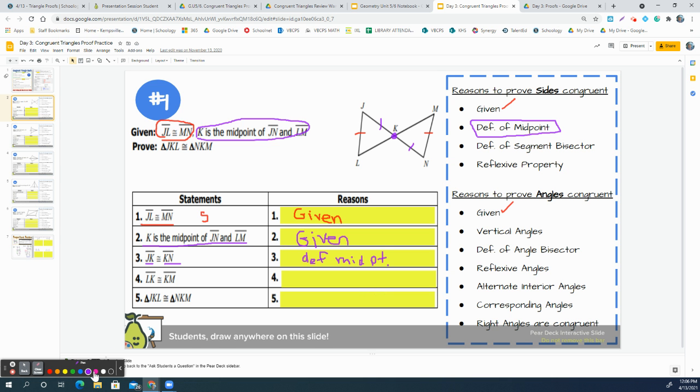Okay. I can do the same thing here, LK and KM. Well, LK and KM are also two halves of a whole. So LK plus KM equals that whole distance. This is also definition of midpoint.